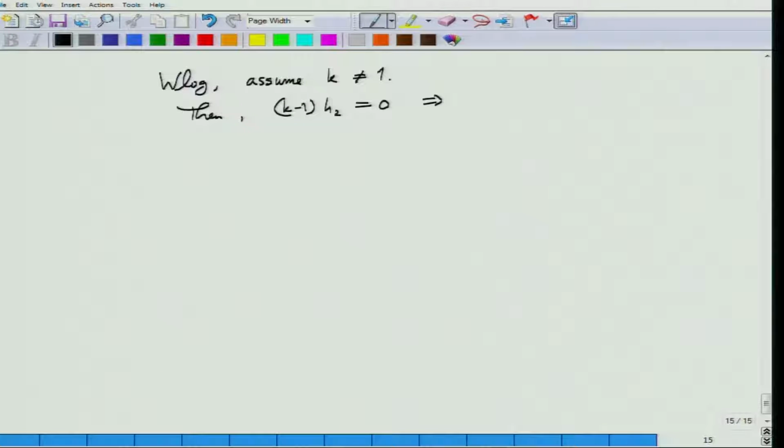So, now let us see. What is the simplest way of showing that we will get a contradiction? If you look at phi of k minus 1, that is going to be k minus 1 H1 comma 0. Okay, and how does this help us? Any suggestions?